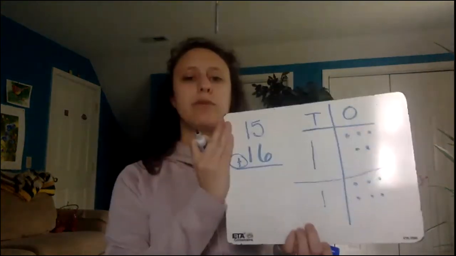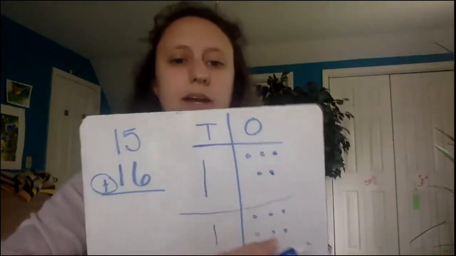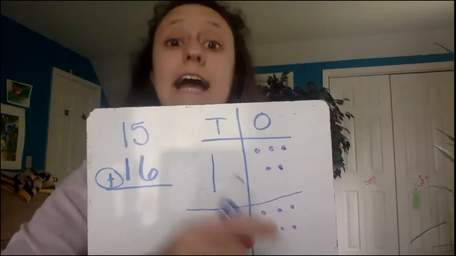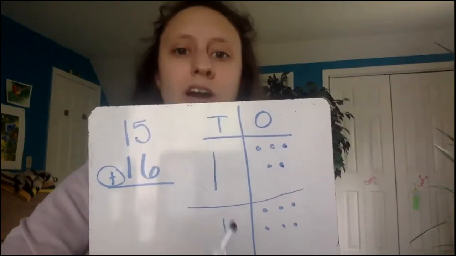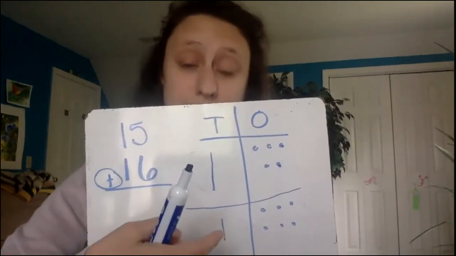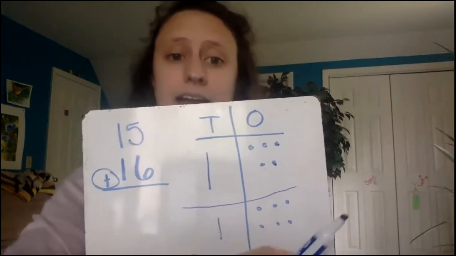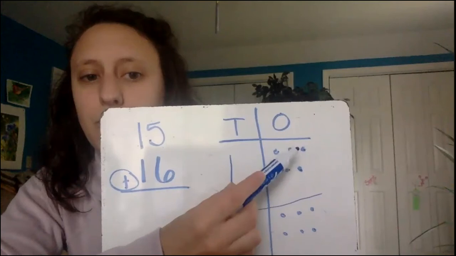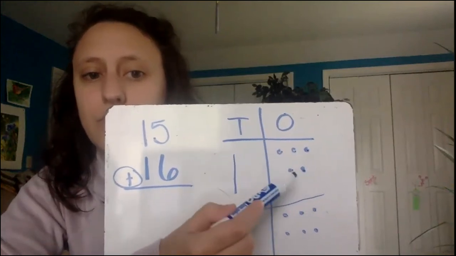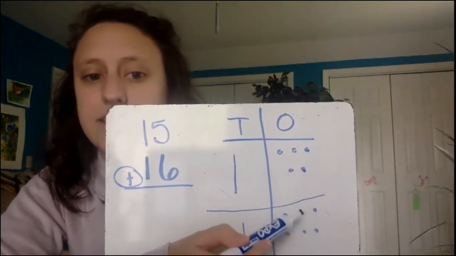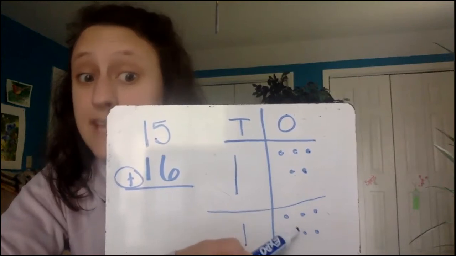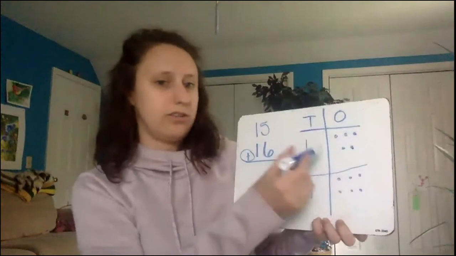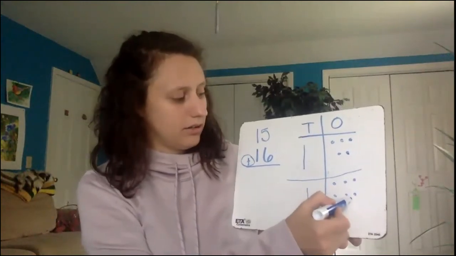Now I'm going to start with my ones place. Okay, I'm going to start over here in my ones place. I'm going to count my ones. If I get to 10, I have got to move it into my tens place, because I can't have 10 in my ones place. So I've got 1, 2, 3, 4, 5, 6, 7, 8, 9, 10 right there. So I'm going to circle those to show that there's 10 there.